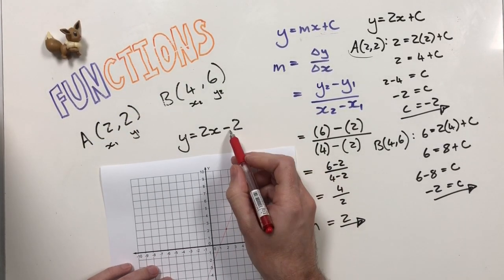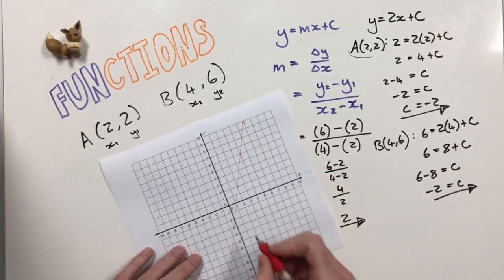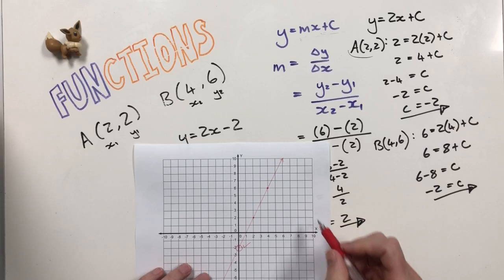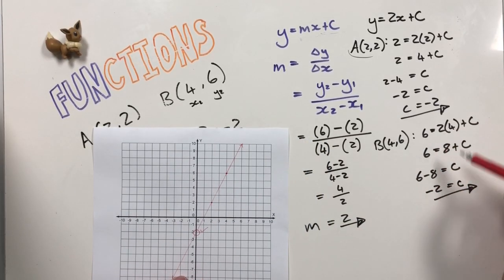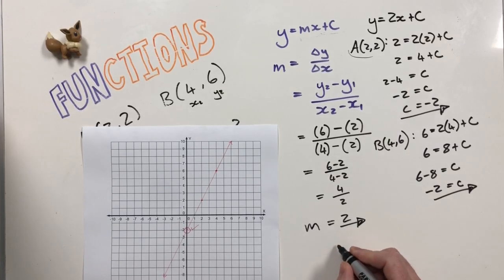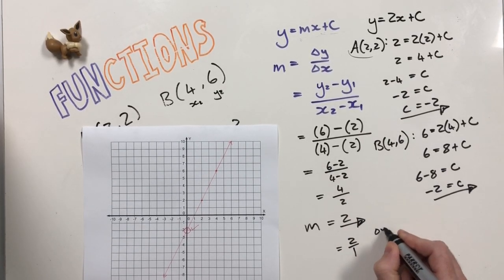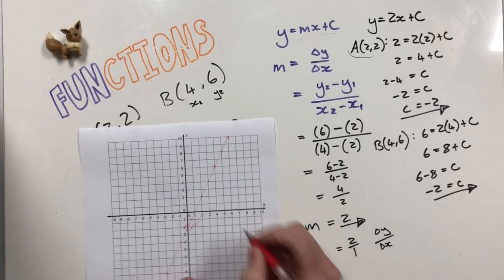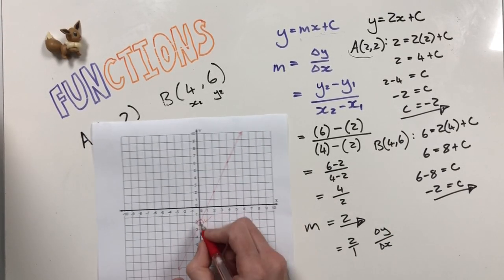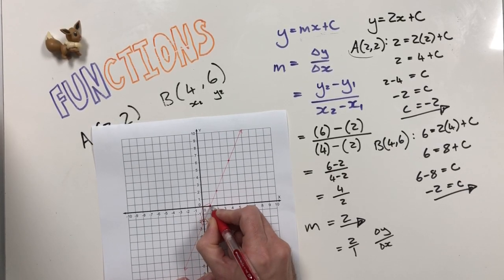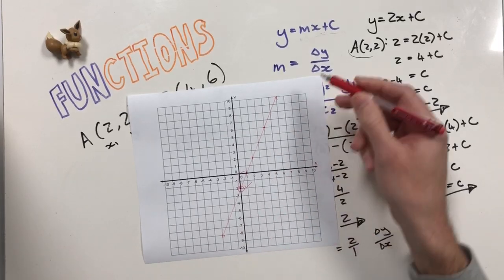So the easiest to check first is the y-intercept, so negative 2 is negative 2 right there, so we got that right. And then for the gradient we got 2. So if I had to rewrite that as a fraction, 4 over 2, that would be 2 over 1. So the change in y over the change in x would be 2 rise, 1 run. So if I started here, and I jumped 2 up and run 1, I get to the same place, everywhere on that line.